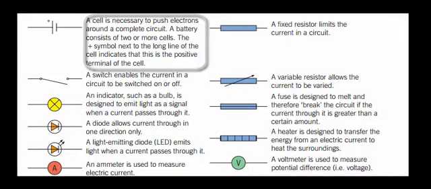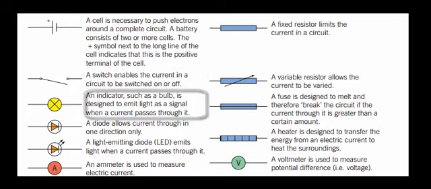First one is a battery. A cell is necessary to push electrons around a complete circuit. A battery consists of two or more cells. The plus symbol next to the long line of the cell indicates that this is the positive terminal of the cell. Second one is the switch. This component enables the current in a circuit to be switched on or off.